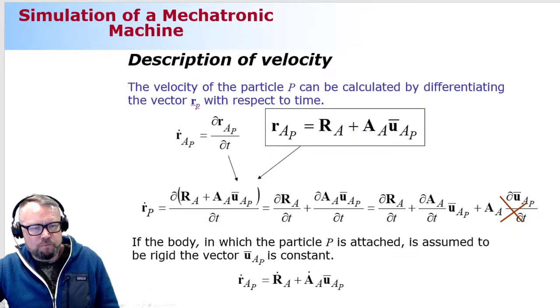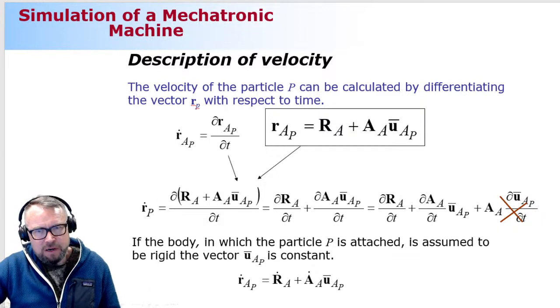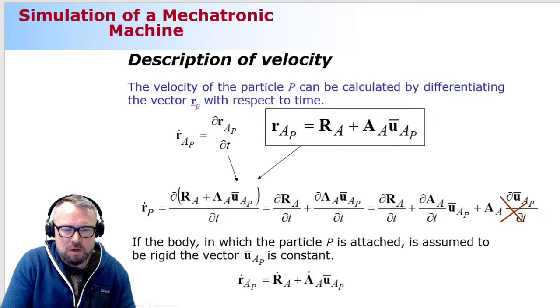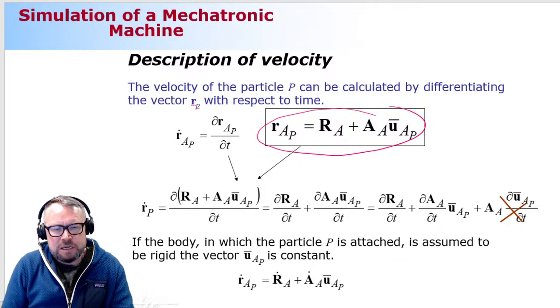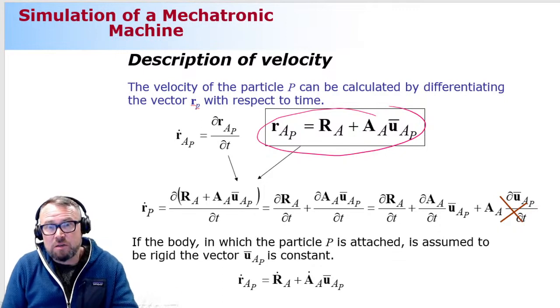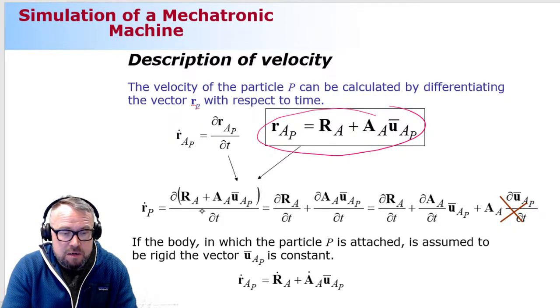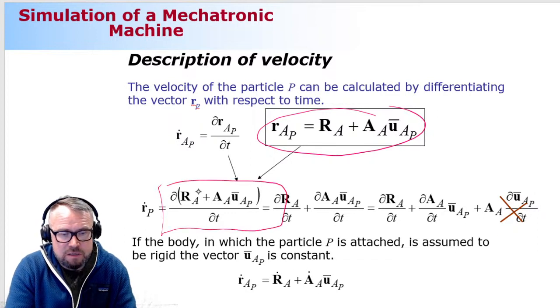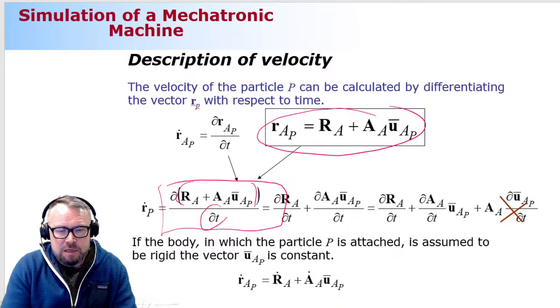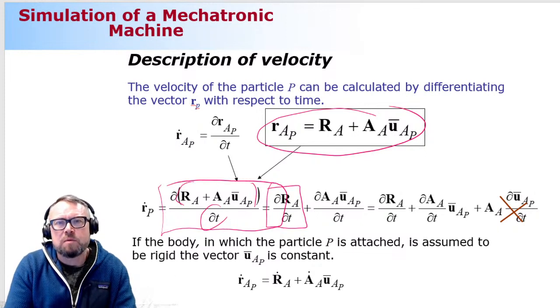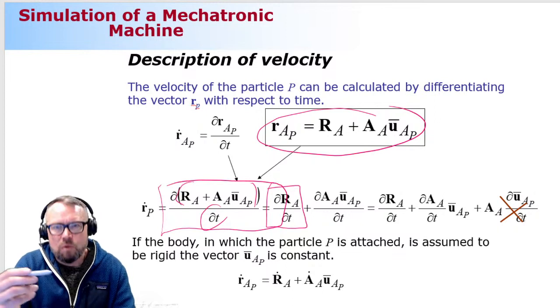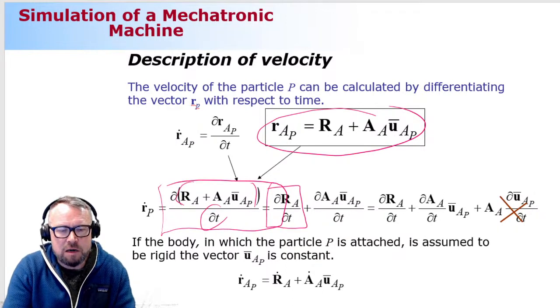Okay, so the velocity of a particle. That's simple. You just take this equation that you already know very well and differentiate it with respect to time. That's all you need to do. So here's your operation: the partial derivative of this description of the particle with respect to time. The first thing we do is differentiate the vector r with respect to time. As a result, we get the translational velocity, denoted as r dot.